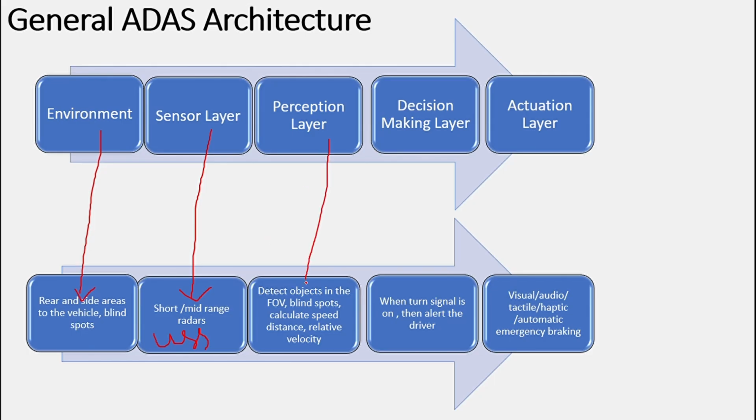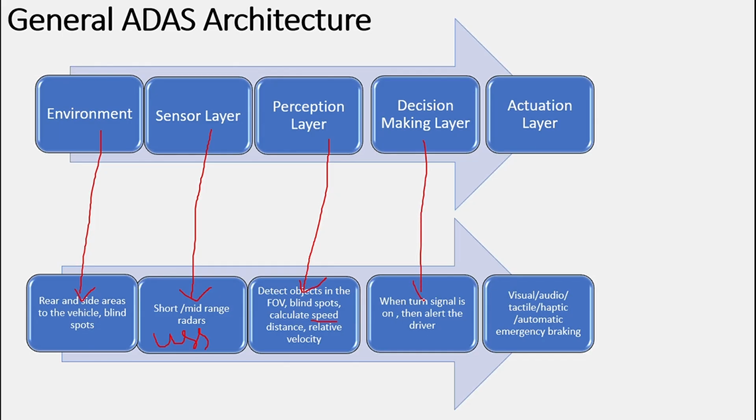Now, what is the perception layer? What exactly is perceived by this? It perceives the presence of the objects in the field of view in the blind spot, and it calculates the speed, distance, relative velocity. Now, this is what I mentioned when I was extolling the efficacy of the radars. Why are radars becoming more and more important? Because radar is capable of calculating speed and distance and relative velocity faster than ultrasonic sensor. So this can give you more real-time data than ultrasonic sensor, and that's the reason radars are becoming more and more popular.